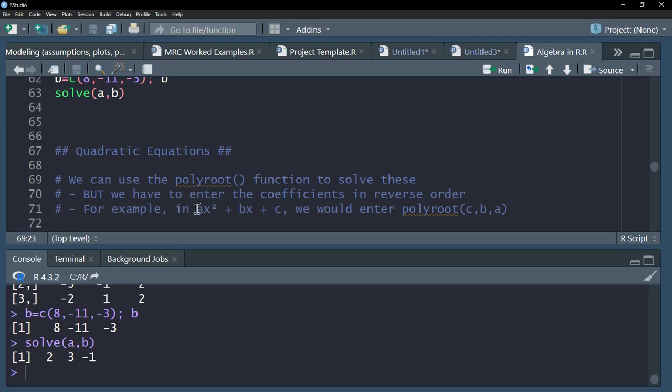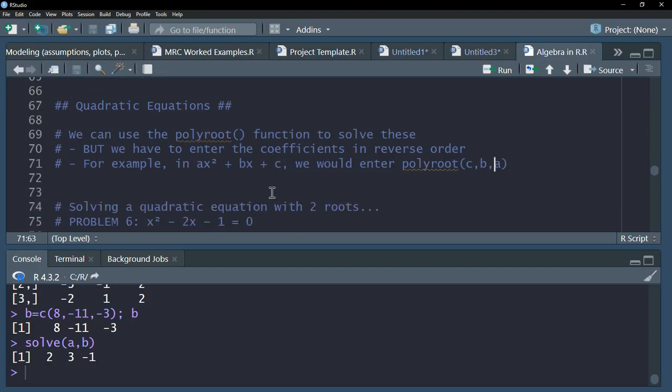So if you know much about polynomials or quadratics, you probably think of it in some form such as ax squared plus bx plus c. We often like to put our exponents first. Well, for polyroot, you're going to do it backwards. If our equation were ax squared plus bx plus c, we would use polyroot, open parentheses, c, b, a, putting in the coefficients backwards from what we're used to doing.